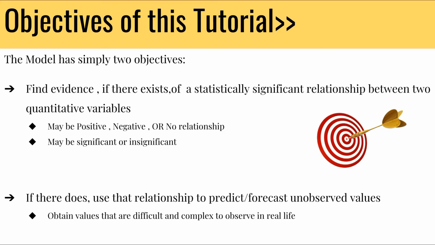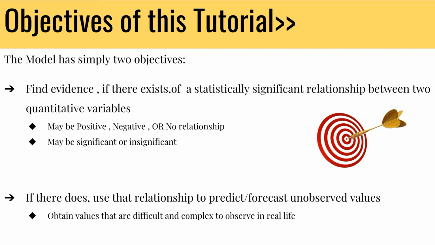Now the second objective of this tutorial is, if there does exist a linear relationship, a statistically significant relationship between the variables, we need to now use that relationship to apply it for our benefit. What is our benefit?